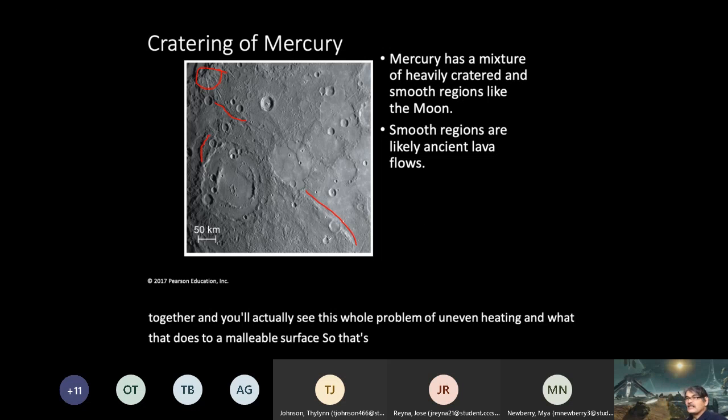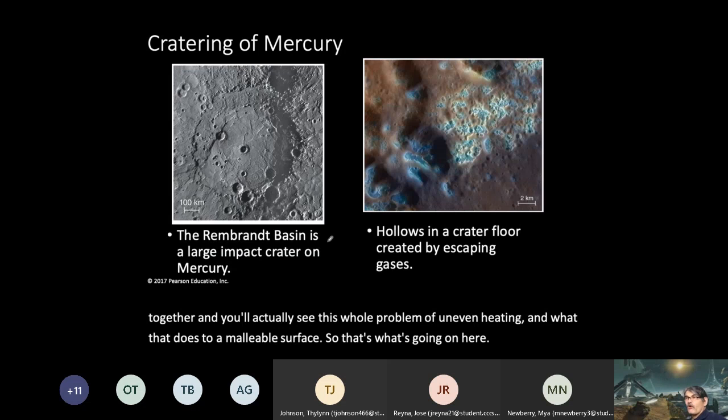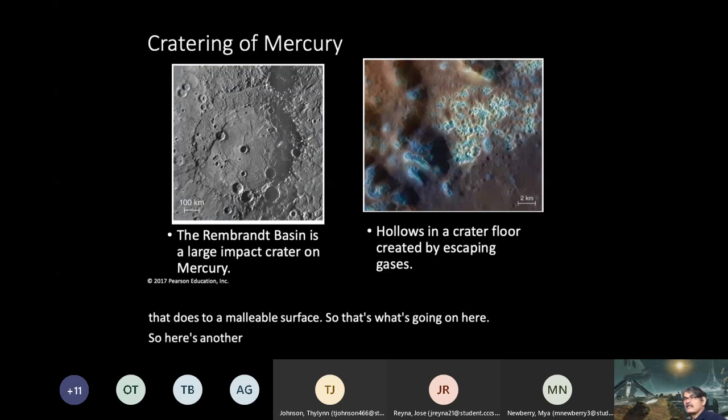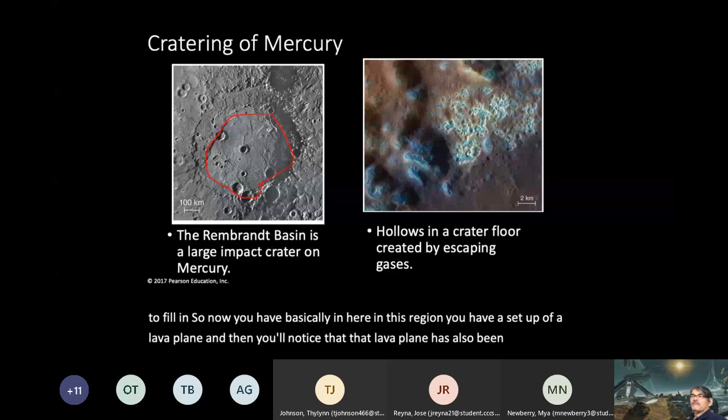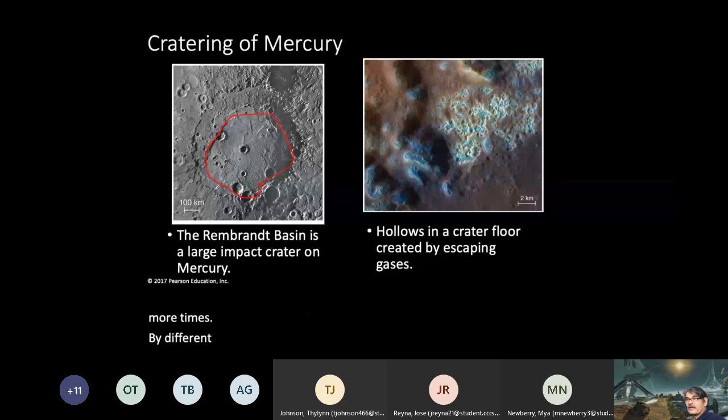So here's another shot. This is the Rembrandt Basin. And again, a basin is formed when one of the meteors actually cracks the crust, allowing the mantle to fill in. So now in this region, you have a setup of a lava plain. And then you'll notice that that lava plain has also been hit many more times by different falling bodies. And again, the craters are not very large. You have a scale. You could literally just go ahead and do the scale run.